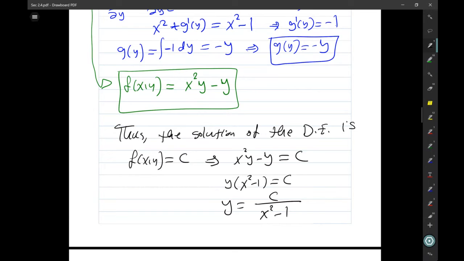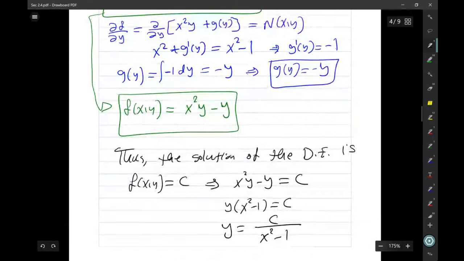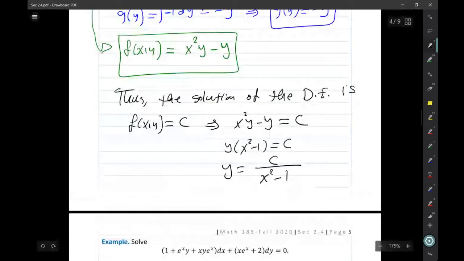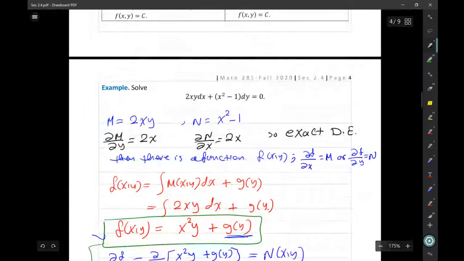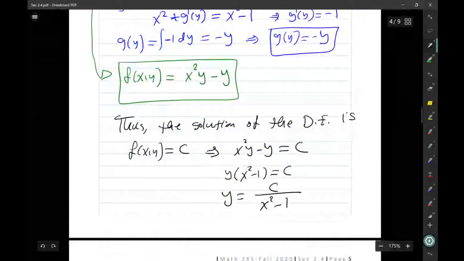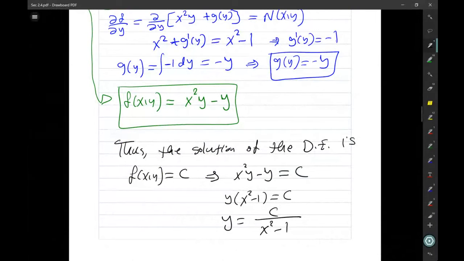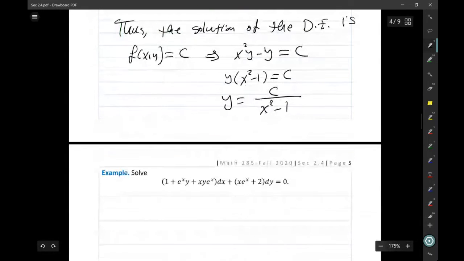Is it clear here? Is this example clear now? Of course, if you solve it by the other method, you should get the same answer. We must get the same answer.